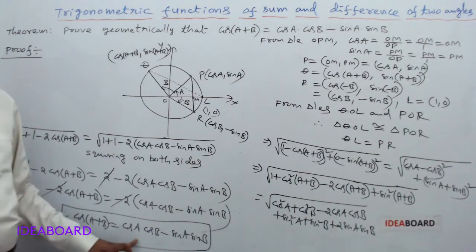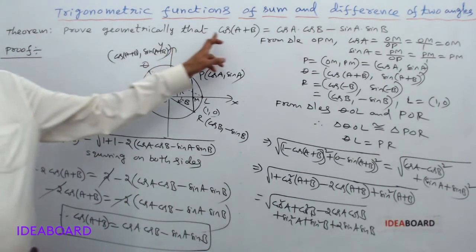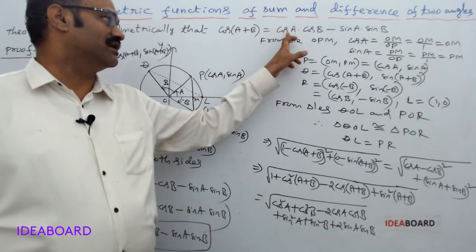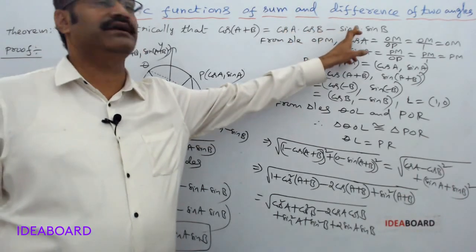Hence proved. Therefore, cos of (A plus B) is always equal to cos A cos B minus sin A sin B.